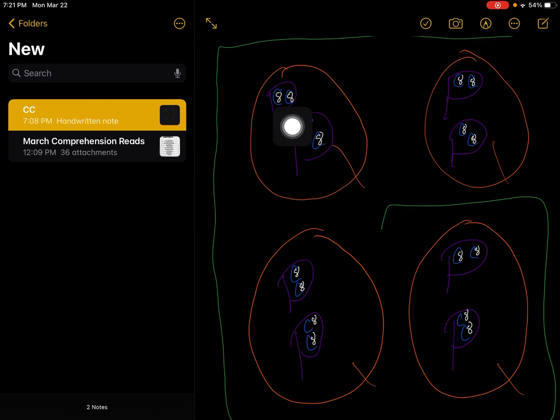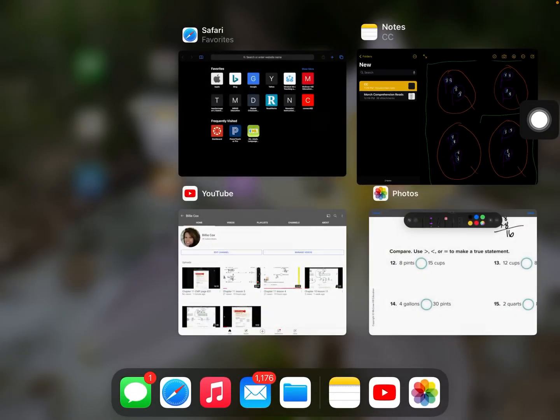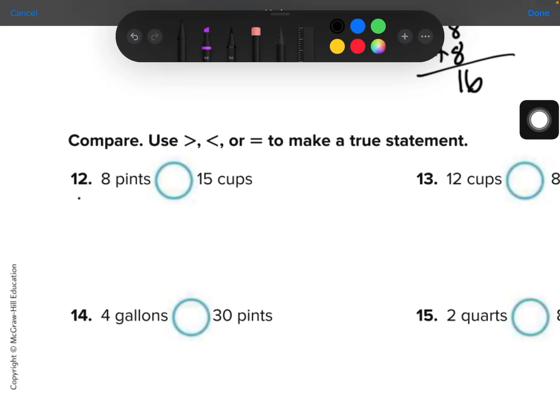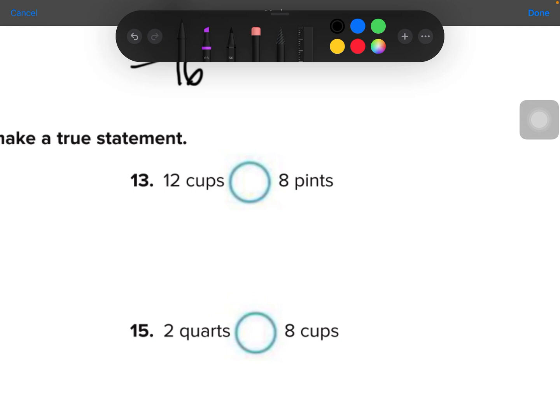So I'll come over here, and for every 1 pint, there's 2 cups. Okay. So I can see I have 8 pints. So I can do 8 times 2 equals 16. So I have 16 cups. And 16 is greater than 15, so then my little sign is going to go that direction.